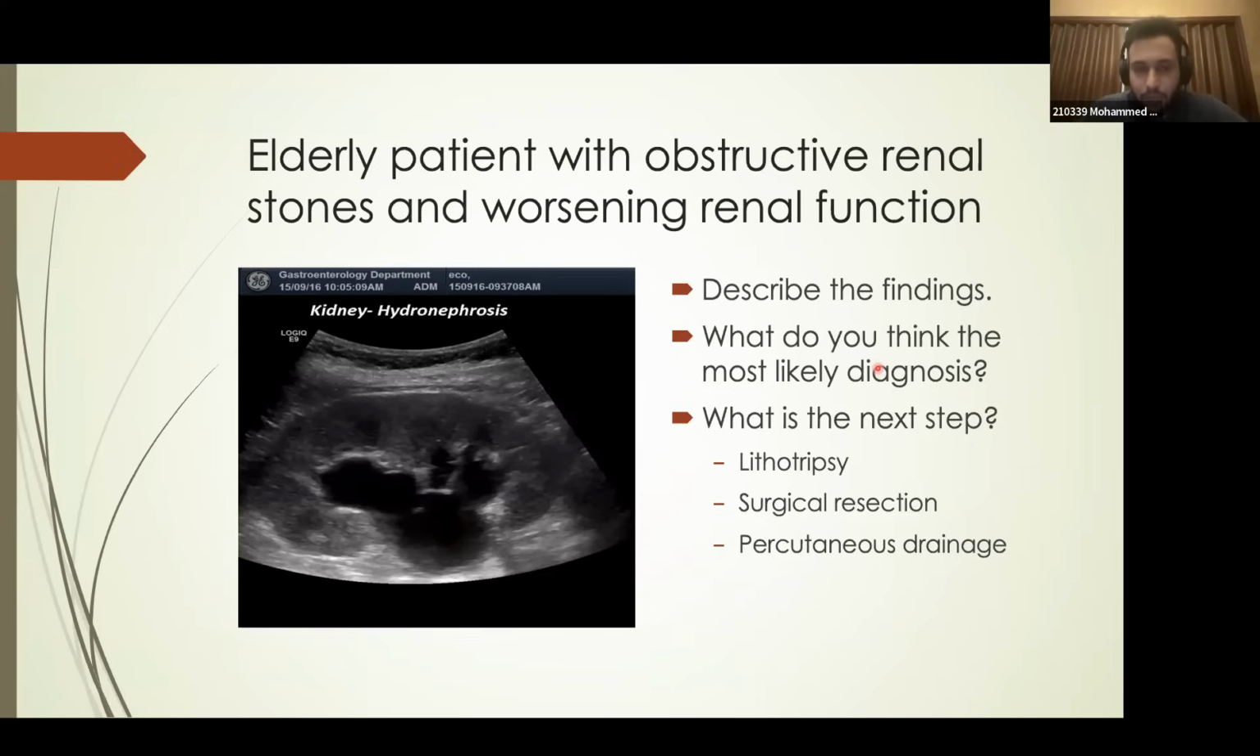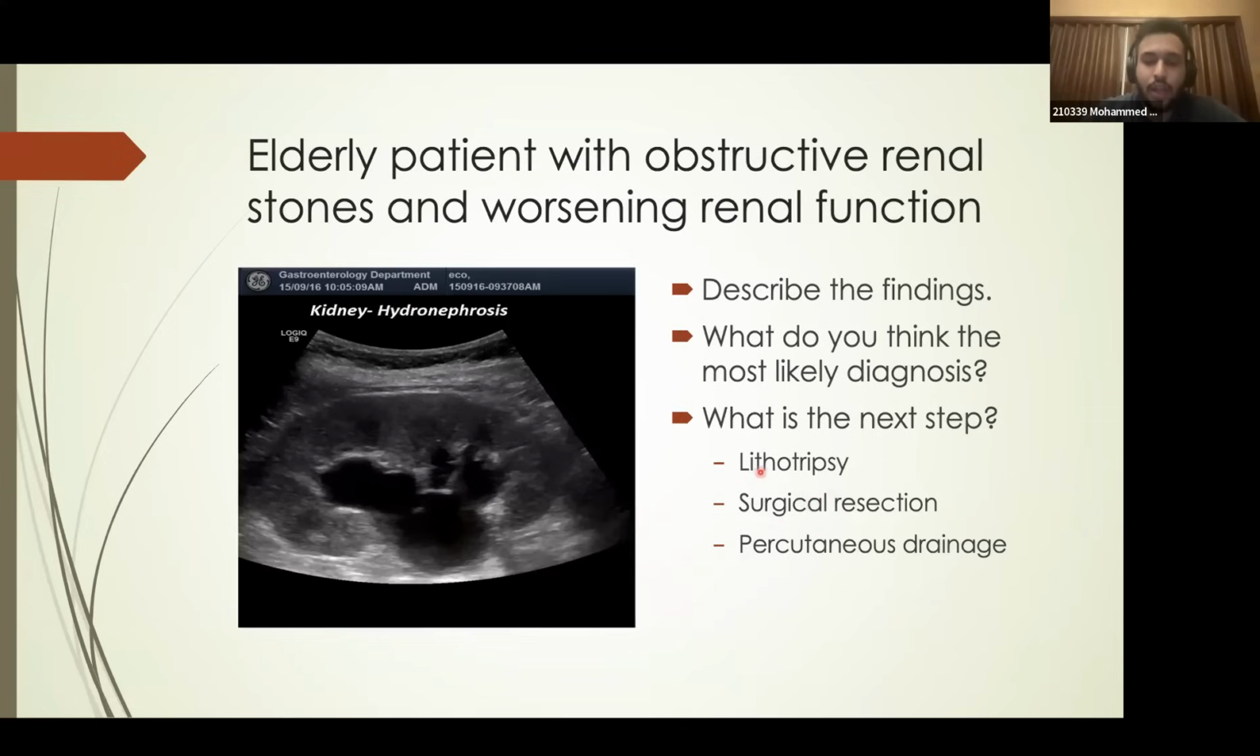Ultrasound, good. The reason why this is ultrasound is because it's worsening renal function, something that's repetitive, chronic, like that with obstructive renal stones. It's not acute, exactly. Excellent. So on here, you see hydronephrosis. What do you do in this case? Lithotripsy is basically you're sending frequencies to destroy the stones from outside. That's what lithotripsy is. Surgical resection is very invasive.